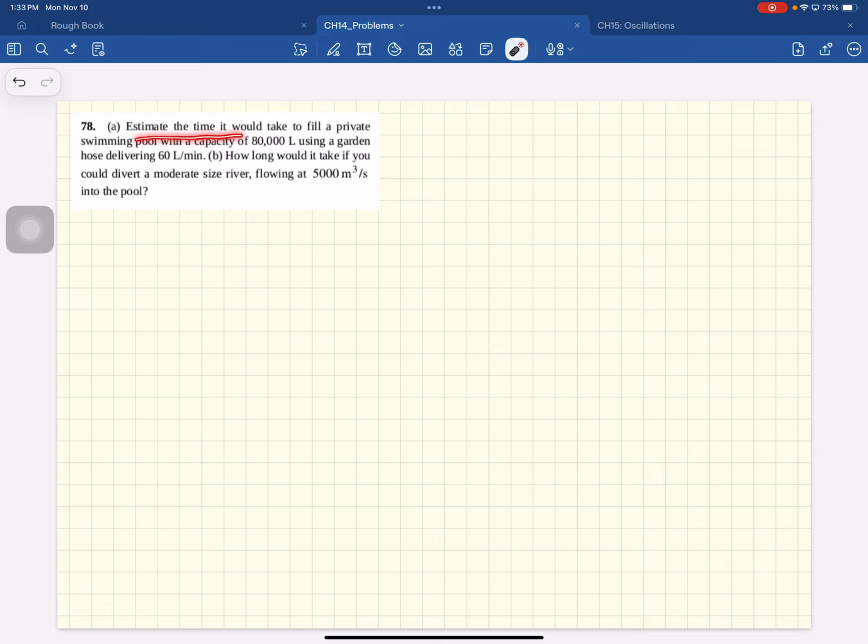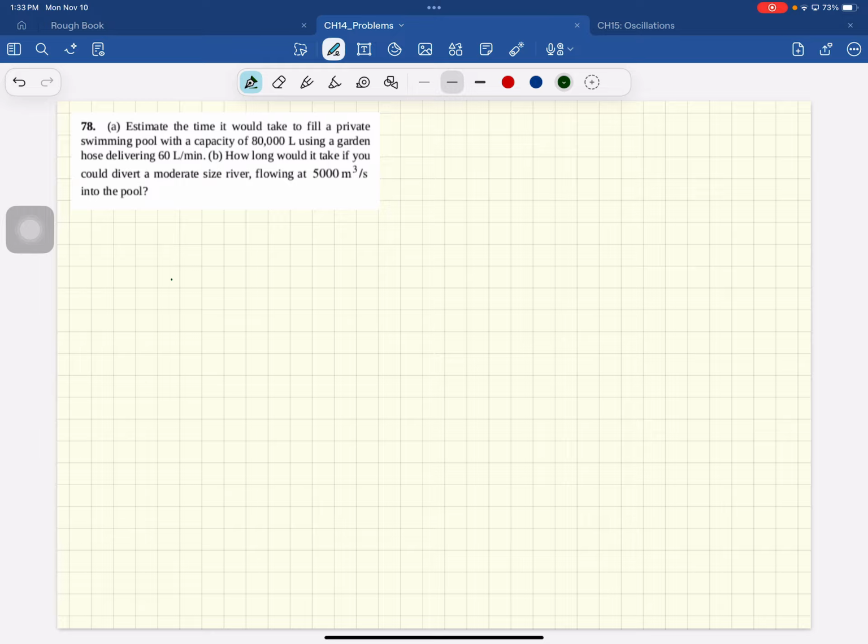This says, estimate the time it would take to fill a private swimming pool with the capacity of 80,000 liters using a garden hose delivering 60 liters per minute. How long would it take if you could divert a moderate-sized river flowing at 5,000 meters cubed per second into the pool?